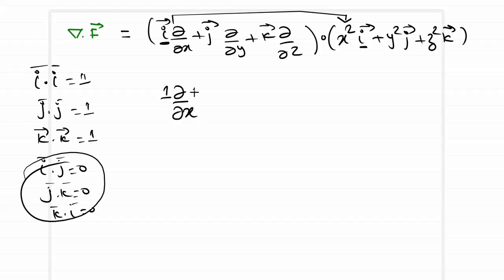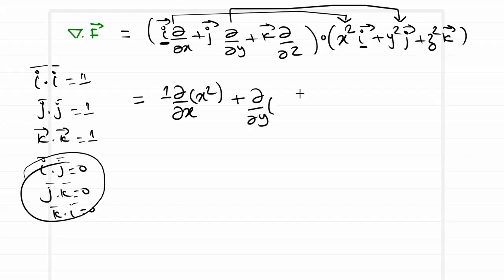∂/∂x of the input over here, which is x squared. Next, what will happen? i with my j. What is i dot j? 0. What is i with k? i dot k is 0. So the remaining two will vanish. Now let us move to the second component. j dot i is 0. So what will happen to the next term? j dot j. What is j dot j? j dot j is 1. So what I will have is ∂/∂y of y squared. And j dot k will be equal to 0.